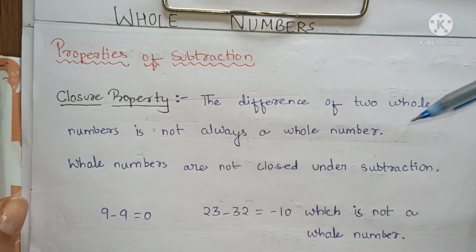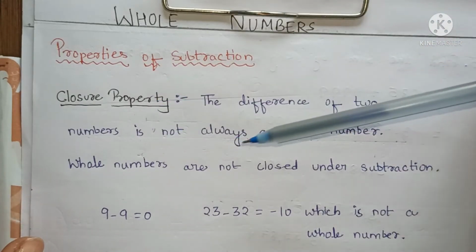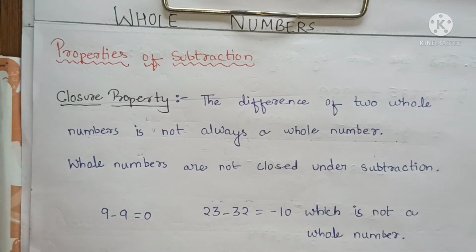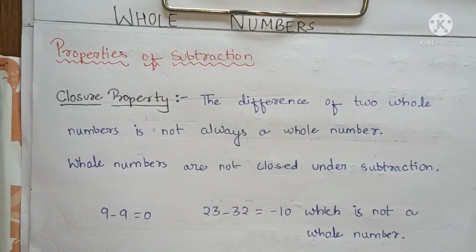The difference of two whole numbers is not always a whole number. Whole numbers are not closed under subtraction. So if we subtract two whole numbers, then we may not always get a whole number as the answer. That is why whole numbers are not closed under subtraction.